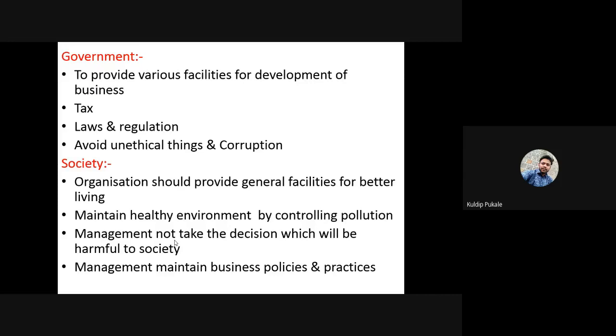Management should not take decisions which will be harmful to society.